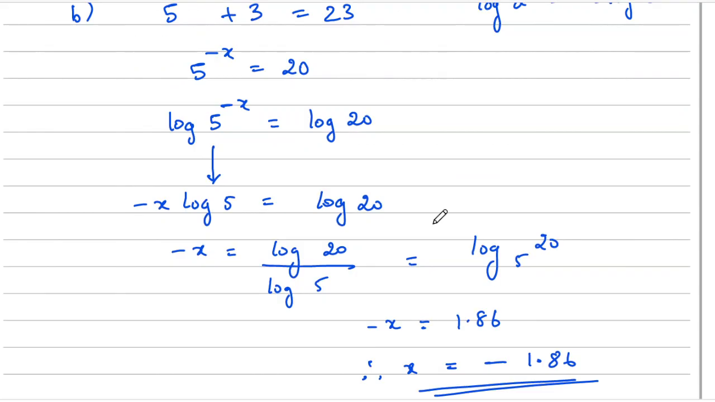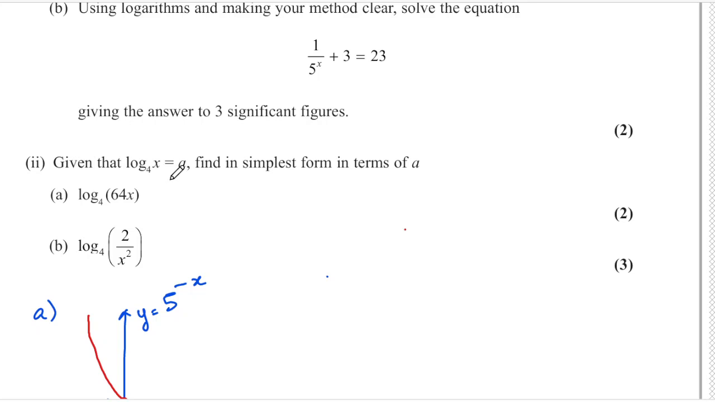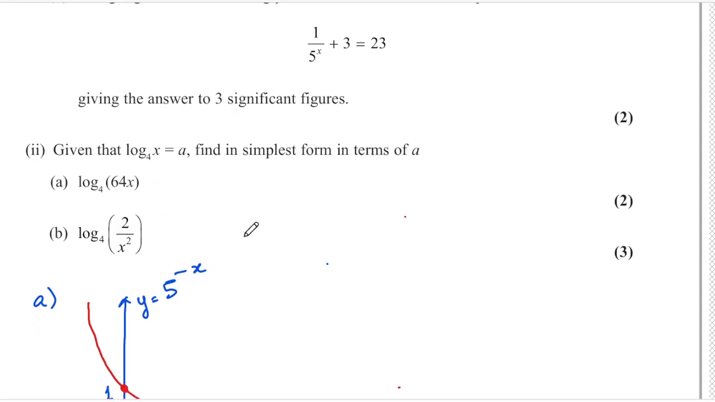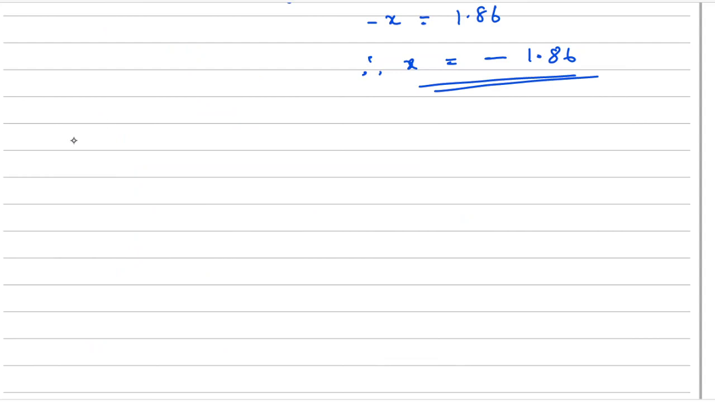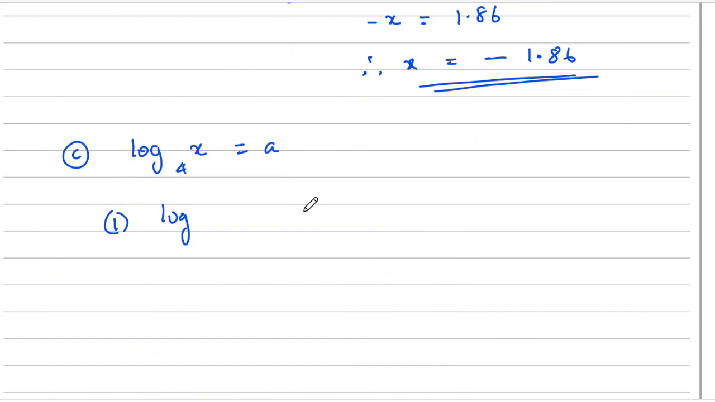Now coming on to the last part of the question, we have been given log x to the base 4 is equal to a, and we need to find these two in the simplest form in terms of a. So let me write that question here. Log x to the base 4 is equal to a. First part, we need to find out log 64x to the base 4.